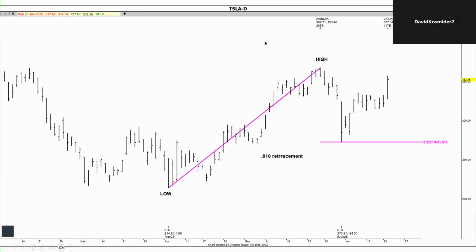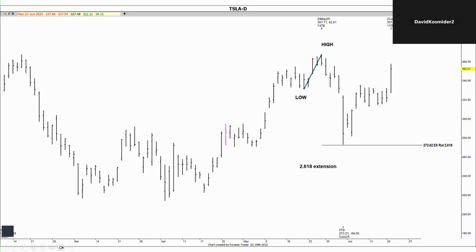Same one, Tesla. It's a daily chart, but here's another price relationship, prior low to high swing, 618 in price, 272.87. Actual low looks like 273.21, but that was the second price relationship. Third was actually a 2618 extension of a low to high swing. That came in at 272.62. It was the 2618. Again, right on top of those other price relationships.